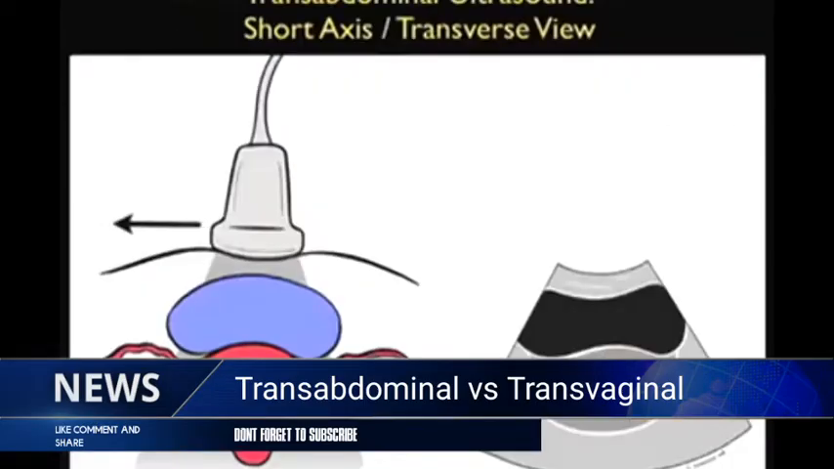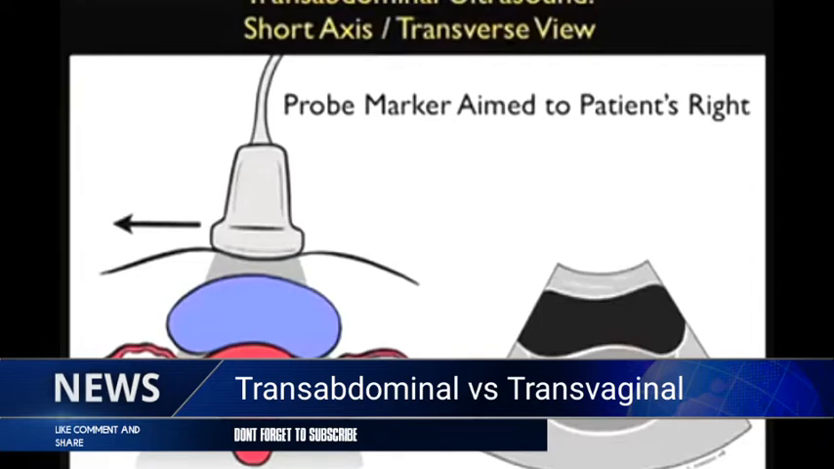Here's an illustration showing what the structures will look like as taken from the transabdominal short axis or transverse view. Remember that the probe marker will be aimed over towards the patient's right side to make the short axis or transverse view of the female pelvis. Again, we'll see the distended bladder anteriorly, and just posterior to the bladder, we'll see the uterus.